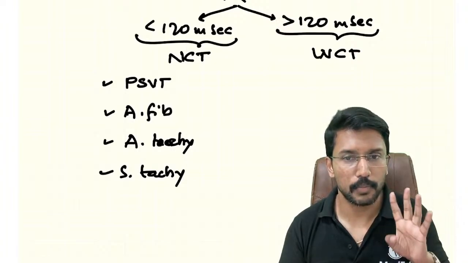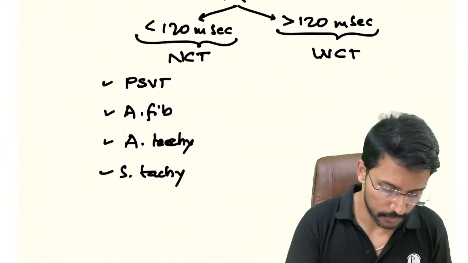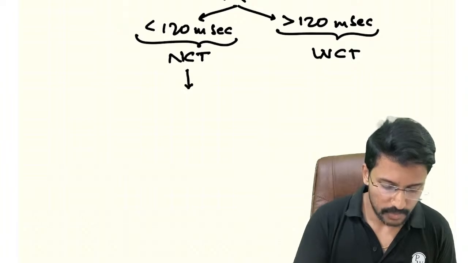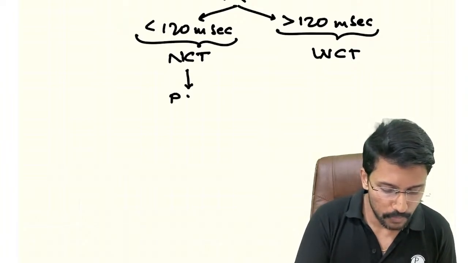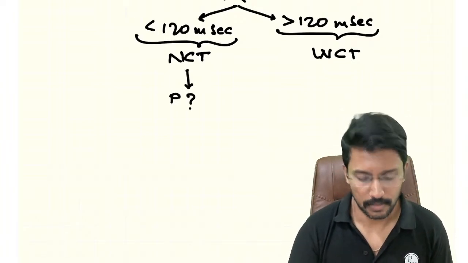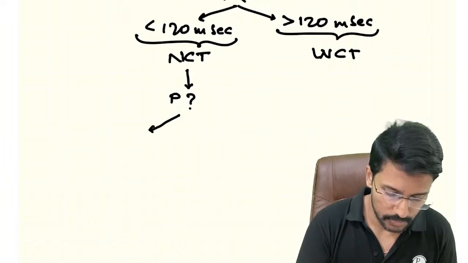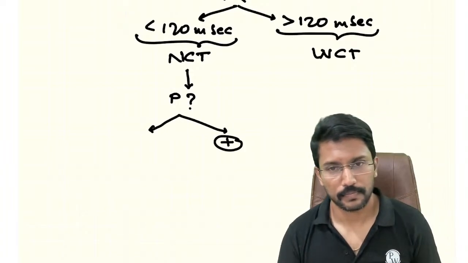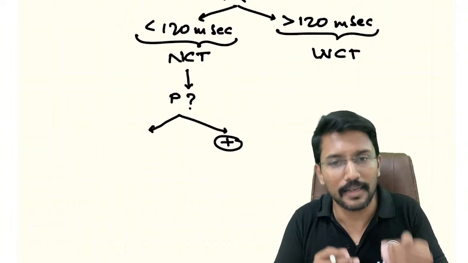So how to differentiate between these four? That's what we will learn first, and then we will go back to that ECG. Once we have a narrow complex tachycardia, we have to see whether P waves are present or absent. If P waves are present, that means atria is getting depolarized, right?